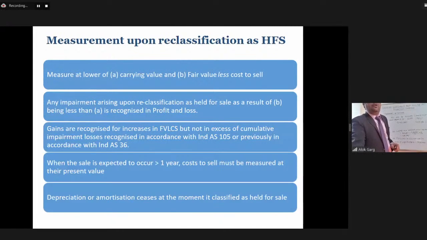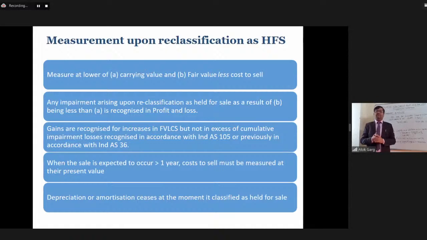So we need to measure it at the lower of carrying value and fair value less cost to sell. We discussed this, like 487,500 and 425. If there is any impairment arising upon reclassification as held for sale as a result of B being less than A, for example in this case, 62,500 will go to P&L as a loss on reclassification. Okay.